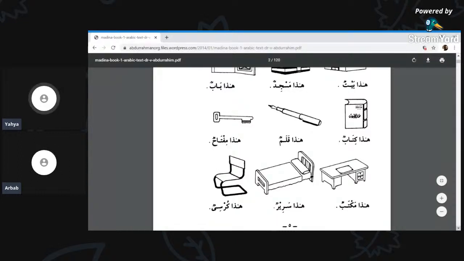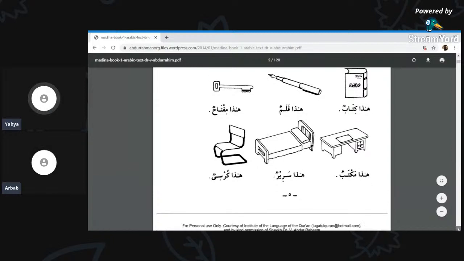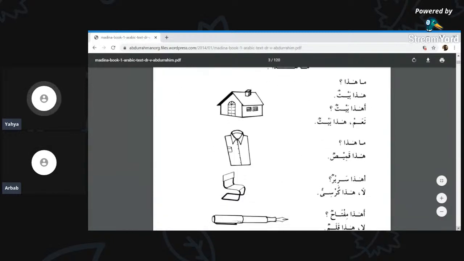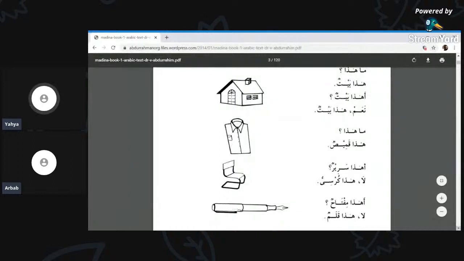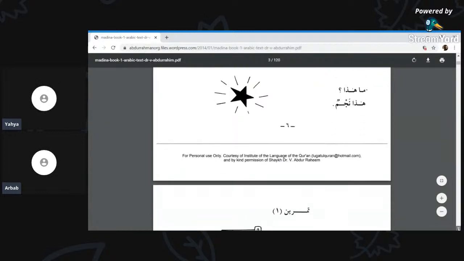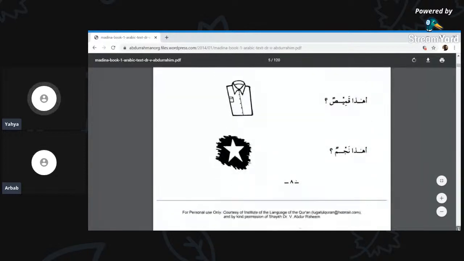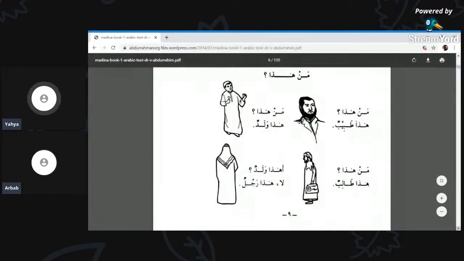Okay, so we've got hada and dhalika and hadihi and tilka. Then you've got questions like ma hada. And then you've got the hamza of istifham. Ahada baytun, is this a house? Then we've got na'am and la for yes and no. Scrolling through to lesson 2. Man hada as well. Man means who.